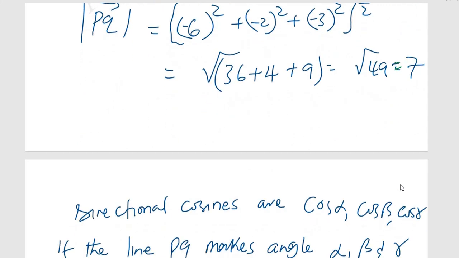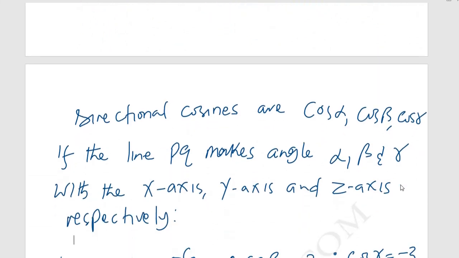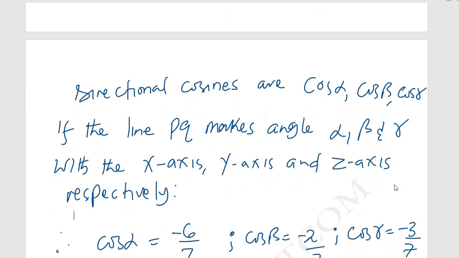Now, what do these things mean? The direction cosines are always cos alpha, cos beta, and cos gamma. And these are the angles which this line P2 makes with the x-axis, the y-axis, and the z-axis respectively. So the direction cosines help us to determine the angle which that particular line makes with the x-axis, the y-axis, and the z-axis.